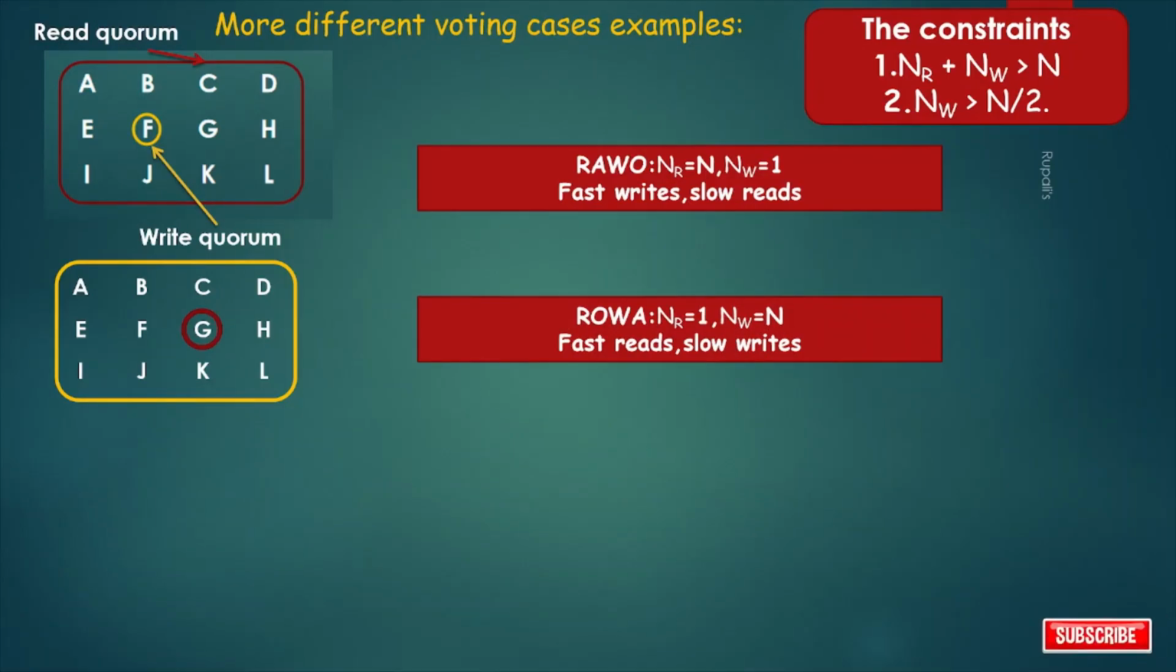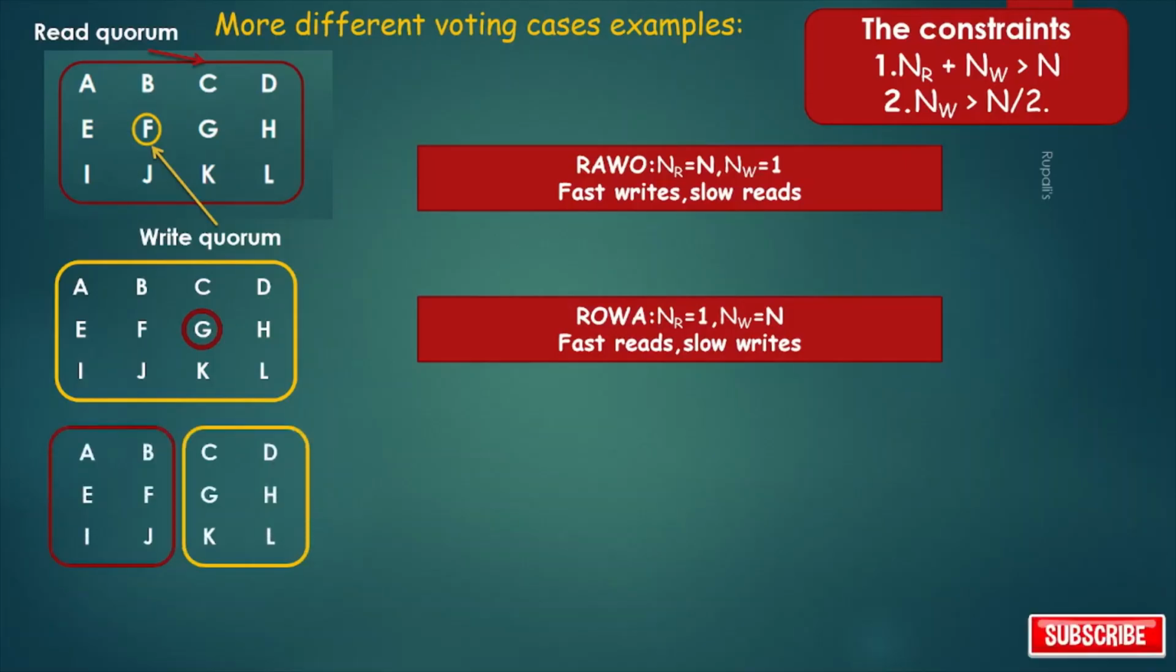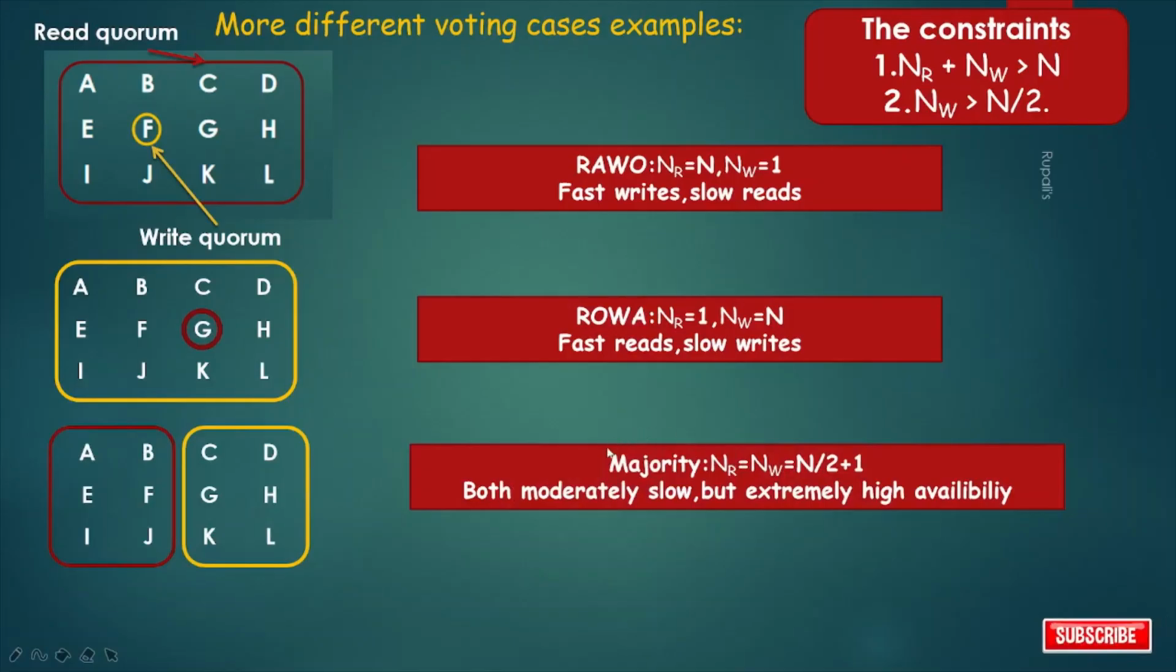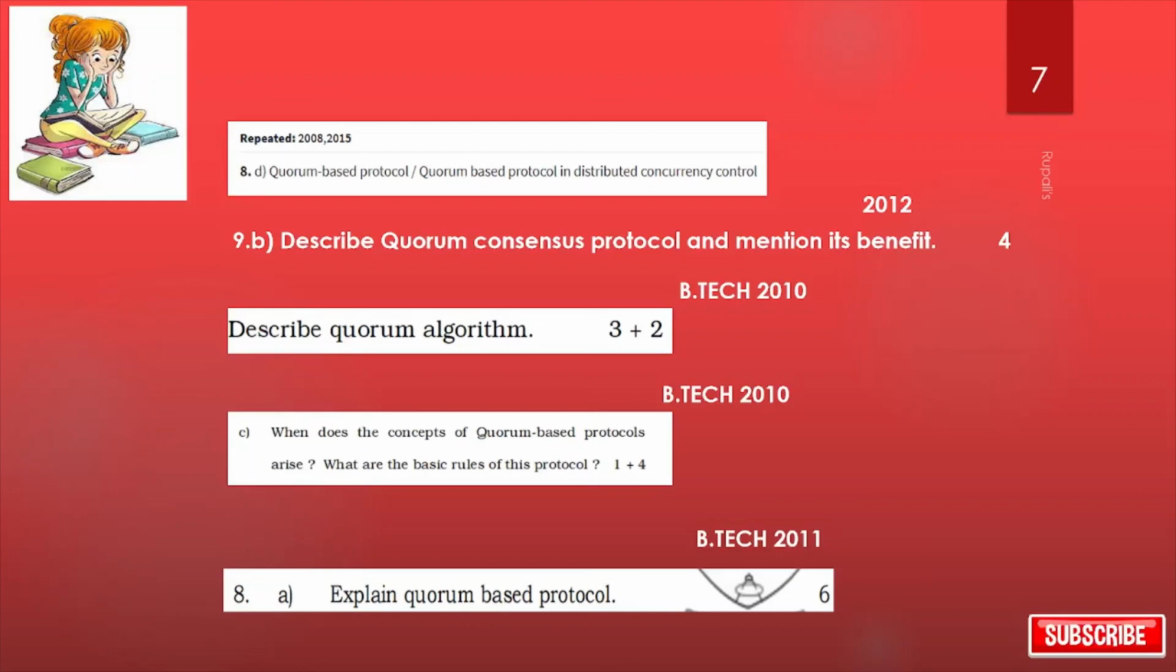Now take the case where nr equals nw. That is the case of majority. nr equals nw equals n by 2 plus 1. So both are moderately slow but have extremely high availability. This type of question comes in your university exam. Go through this problem.